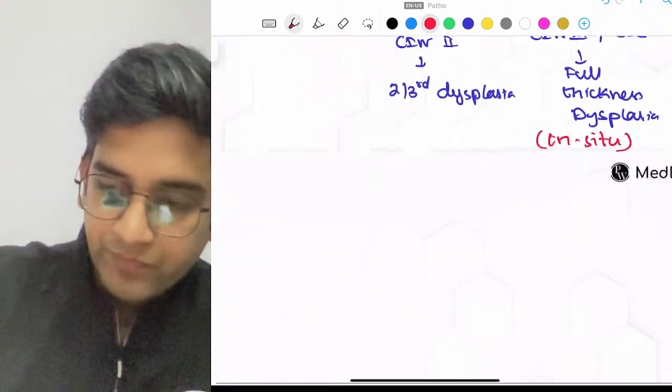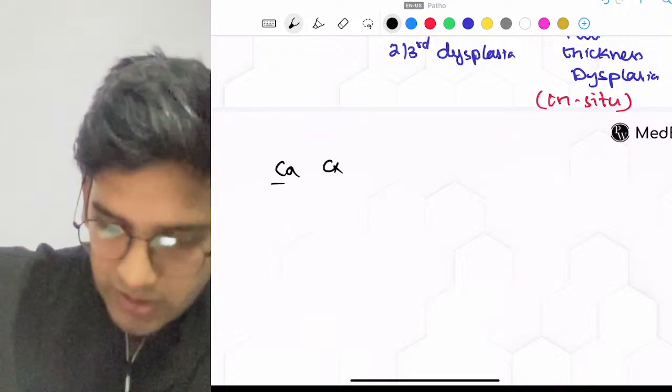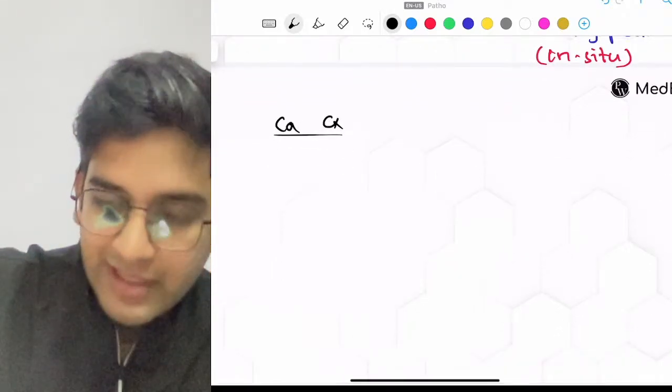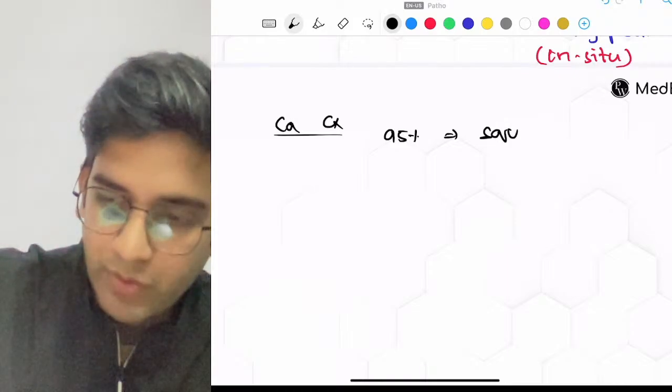Fine? Okay. Now, we'll take carcinoma cervix. So let's take carcinoma cervix. Like I said, 95% and above of them are squamous cell carcinoma only.